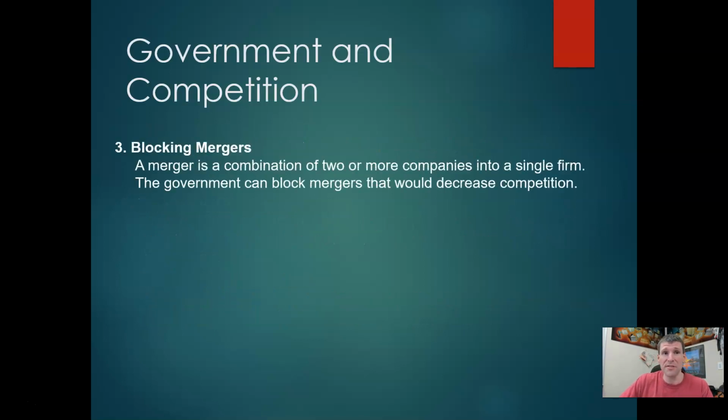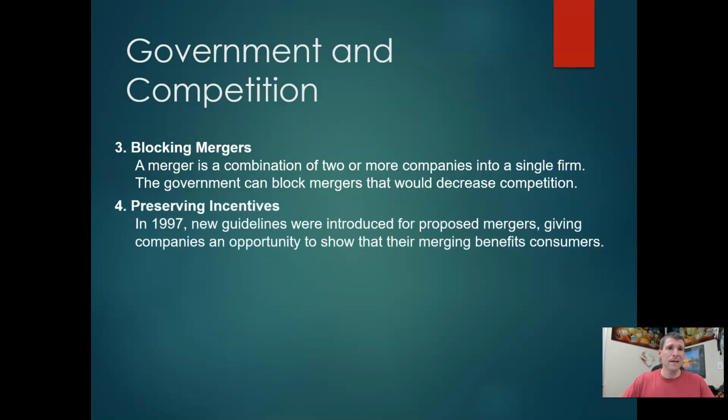What you can also do is keep monopolies from forming to begin with. So if you don't want them, don't allow them to form. So when companies want to merge now, they have to get permission from the federal government to merge together, especially if they're big players. And if the government agencies think that this would be bad for consumers because it would reduce competition too much, then they'll be prohibited from merging. All right, you can also preserve incentives to try to encourage companies to be competitive with each other.